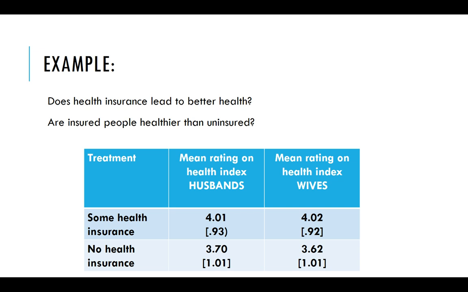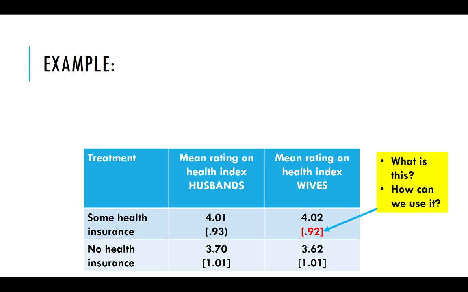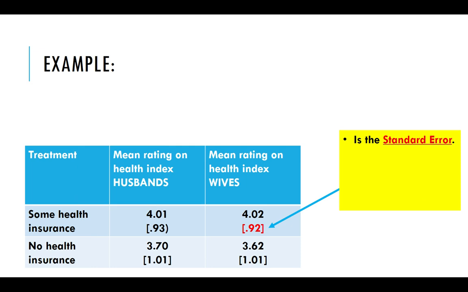You get the idea. Now, let's take a look at this upper right cell. We're looking at wives with some health insurance. Remember, we've got our mean of 4.02, but you see below it that number 0.92 in the brackets. So what exactly is that number, and how can we use that number to learn more? Well, it turns out that that number is our standard error, right? We've talked about standard error before. But it's a really abstract concept. I understand it's hard to get your brain around.